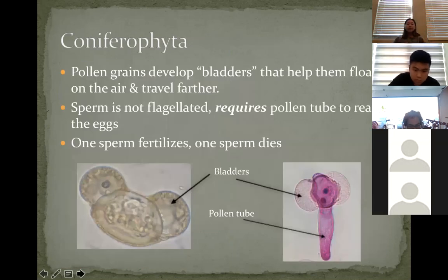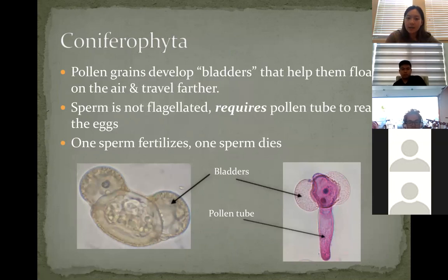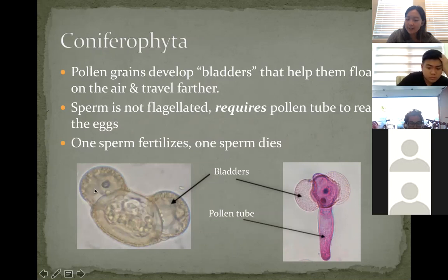Okay, so for the conifers, their sperm is no longer flagellated, so they require that pollen tube to reach the eggs. And remember that that pollen tube is going to form from the tube cell of the pollen grain. And the pollen grain, so that they can disperse in the wind and basically travel a lot farther, they have these bladders. I kind of call them the Mickey Mouse ears that essentially help them float in the wind. So right here where my pointer is and where that black arrow is, these are the bladders, also known as Mickey Mouse ears. And again, that just helps them disperse in the wind a lot easier.